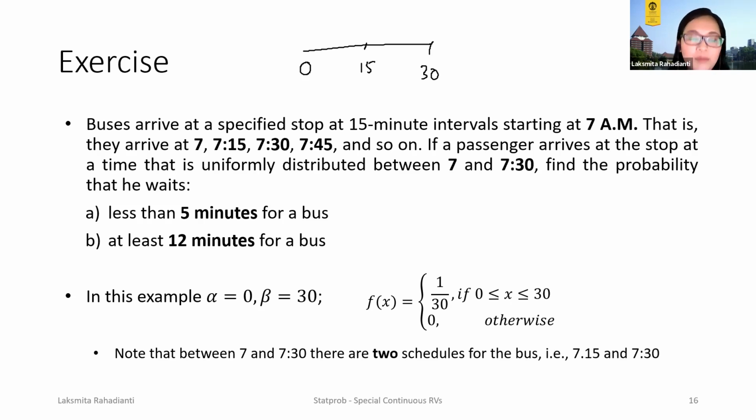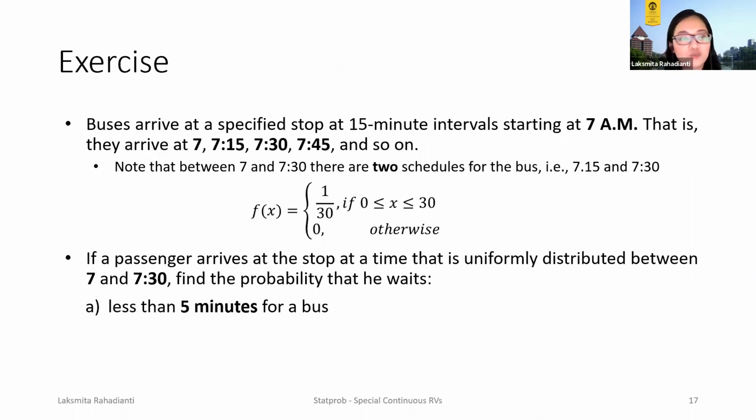In the first one, A, what I am asking is: what is the probability that the passenger arrives at the stop at a time that is uniformly distributed between 7 and 7:30? I don't know what time, but it is between 7 and 7:30. Find the probability that he waits less than 5 minutes for a bus. So let's look at that first one, less than 5 minutes for a bus.